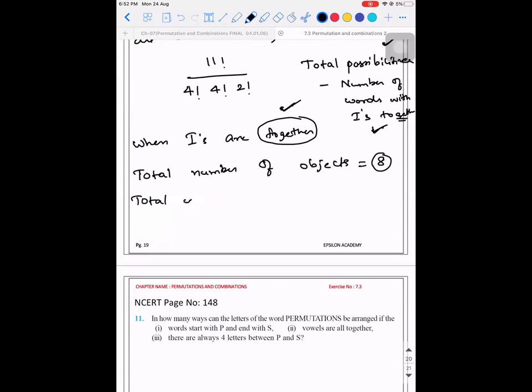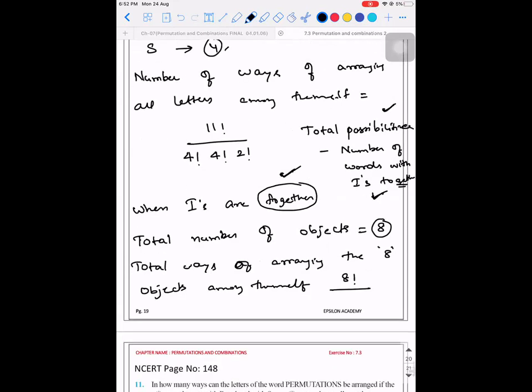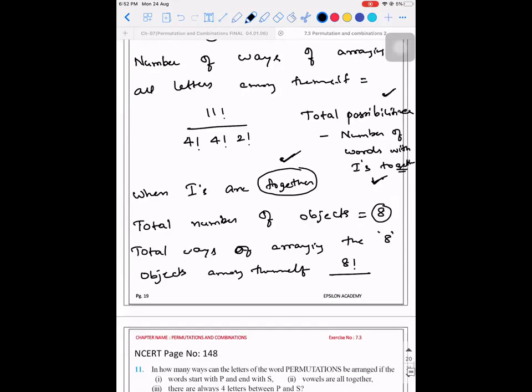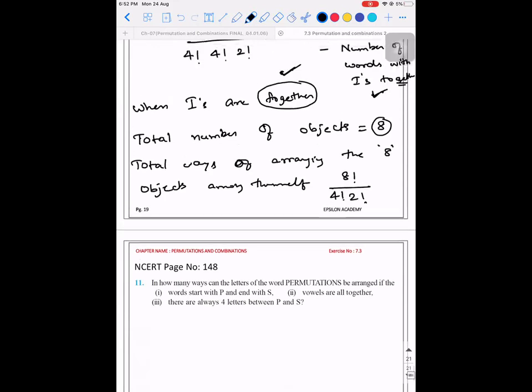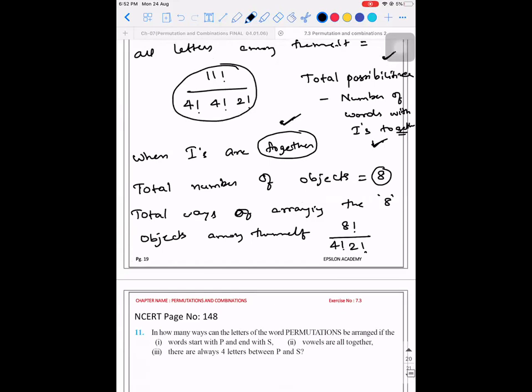So the total ways of arranging the 8 objects among themselves, since you're using everything together, is 8 factorial divided by whatever is repeating: S is 4 factorial into 2 factorial. You should not write 4 factorial for I's here, because all the I's put together are treated as one object. Don't make that mistake. This answer minus this answer will give you the answer to this question. Are you guys clear? Yes, sir. So make a note of it.